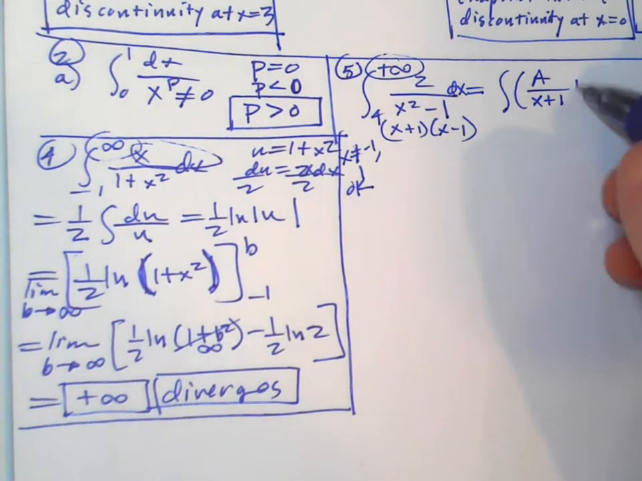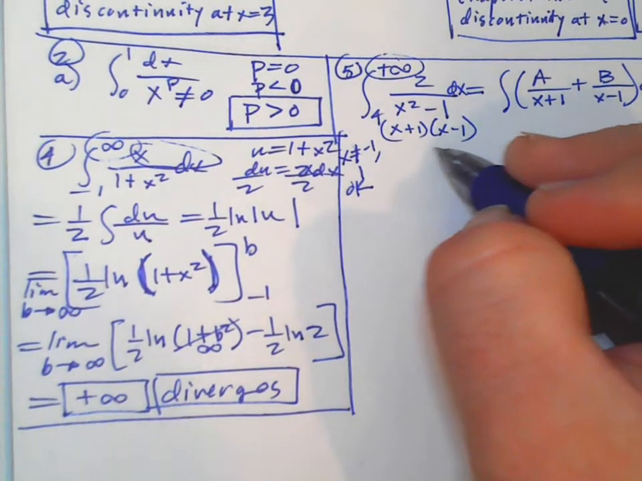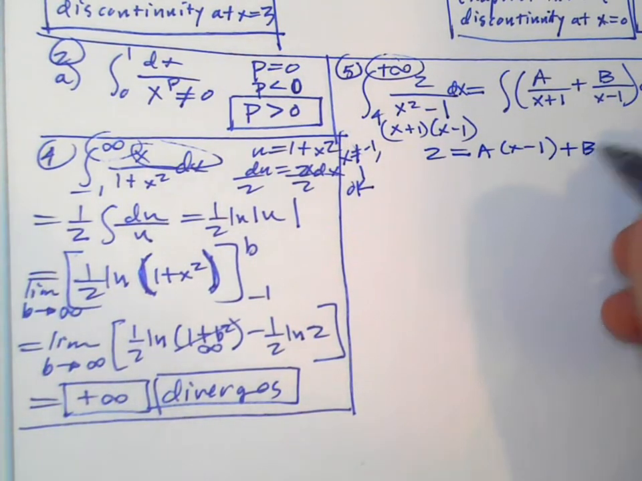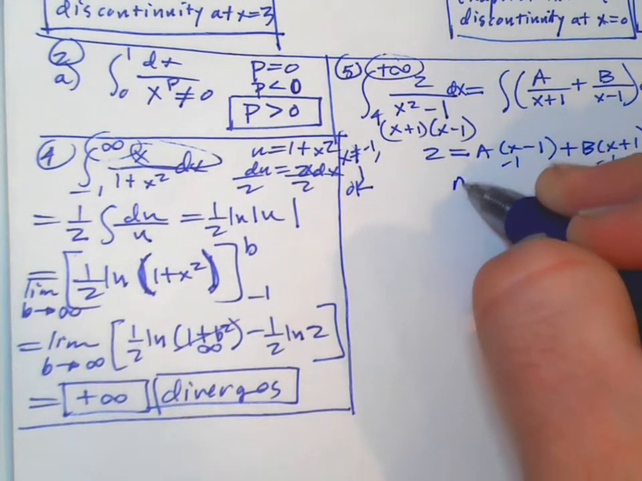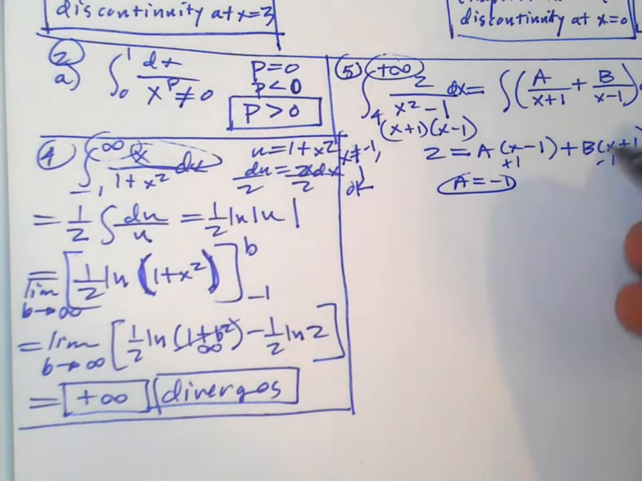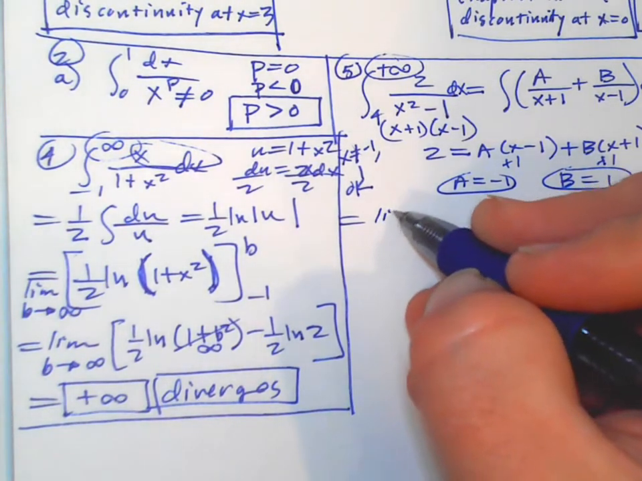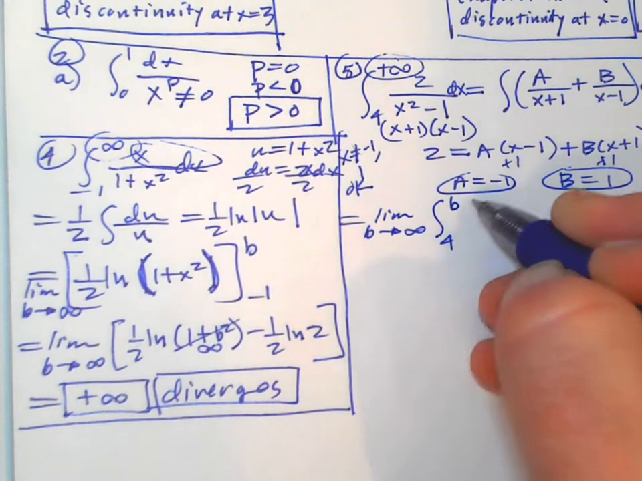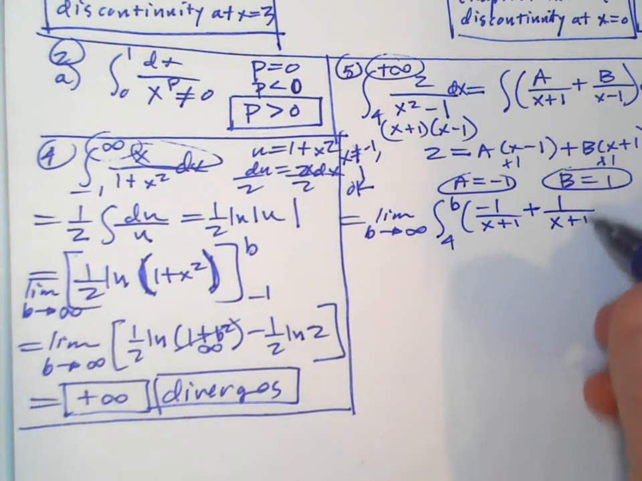A over x plus 1, B over x minus 1 dx, multiply through by the least common denominator. You guys should be getting good at this. Plug a negative 1 in if you want. A equals negative 1. You can plug a positive 1 in. B equals positive 1. So this is going to be equal to the limit as b goes to infinity of the integral from 4 to b of negative 1 over x plus 1 plus 1 over x minus 1 dx.